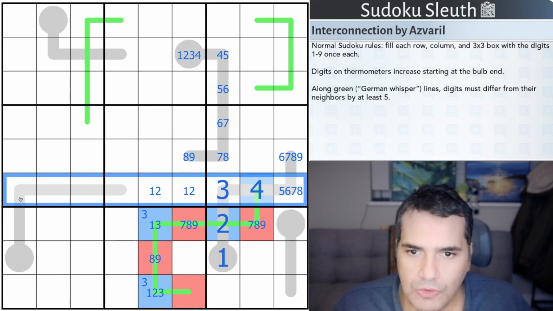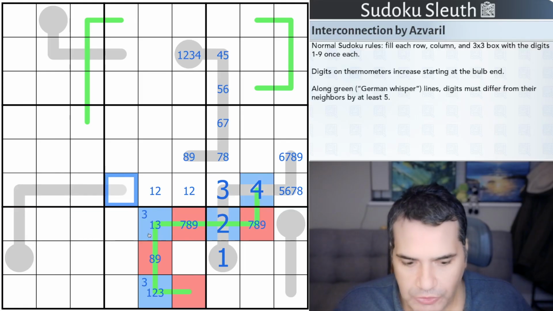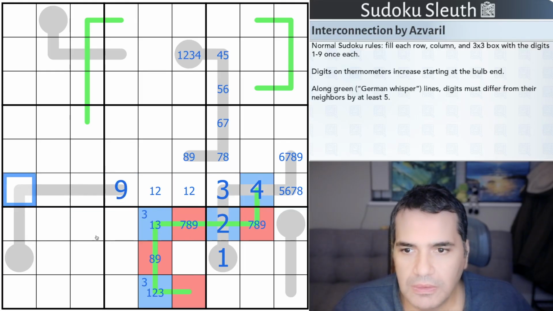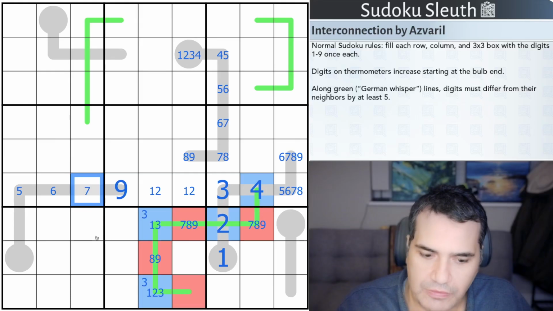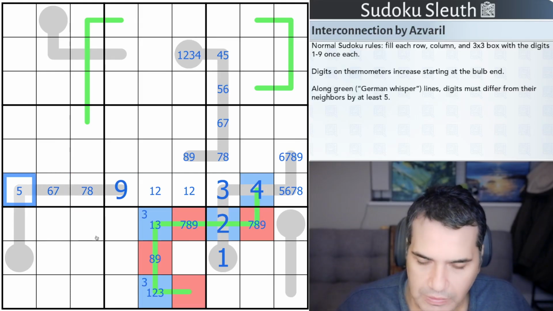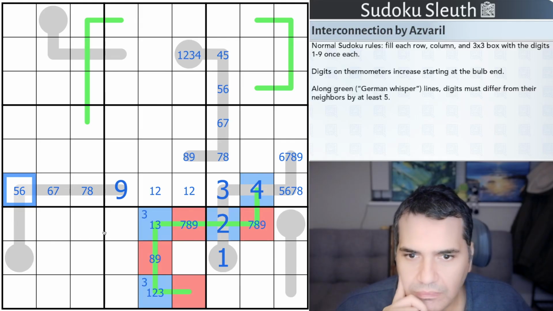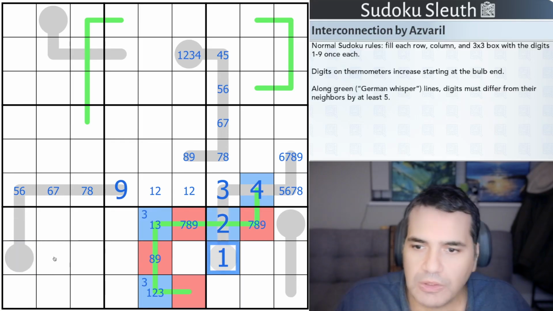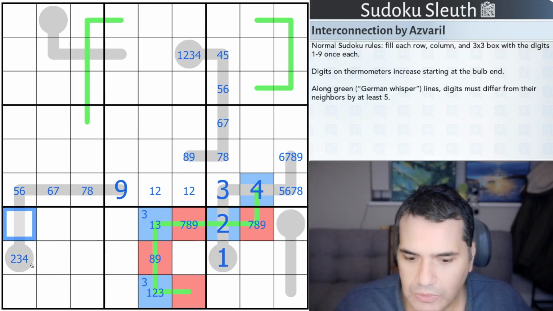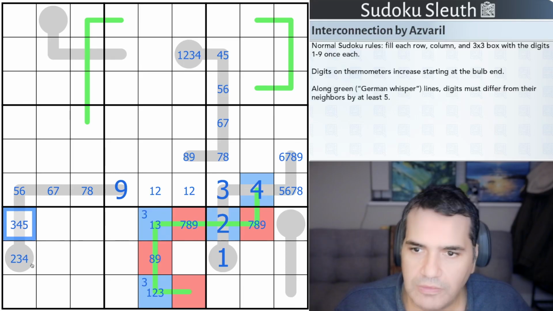No 9 in any of my pencil marks. Only place for a 9 would be in here. And now this is 5, 6, 7, or of course 8, 7, 6. Okay. That has to be lower, but not 2. This has to be lower, but not 1. I mean, I may as well. 2, 3, 4, 3, 4, 5.